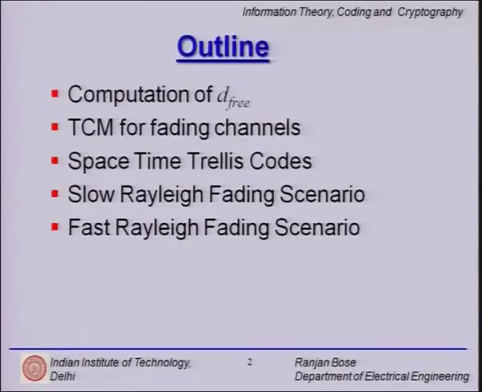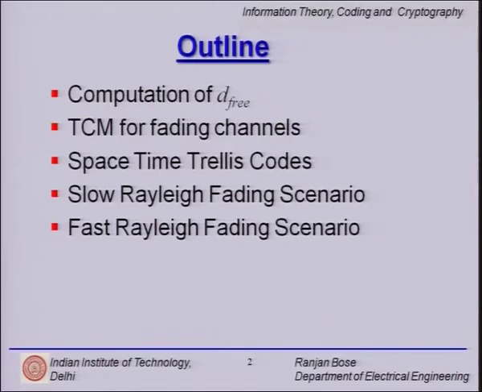Let us start with a brief outline of today's talk. As we have seen, the d free, which is the free distance, is one of the single most important parameters to characterize a trellis coded modulation scheme, and we will look at some methods to compute d free. Then we go to fading channels, commonly encountered in wireless communications, and we will see that the TCM design criteria for fading channels is different from normal additive white Gaussian noise channels.